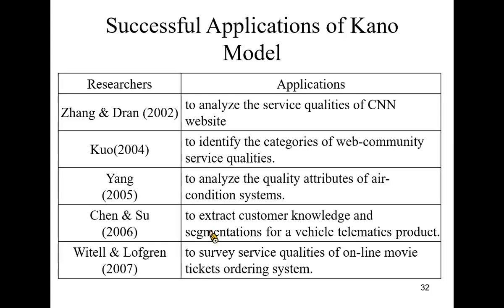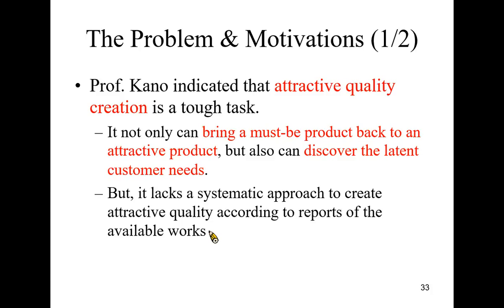Usually there are several successful applications, and in the Kano model there are life cycles between these elements. So how to create attractive quality is a very, very important issue. It can not only bring must-be products back to attractive products, it can also discover latent customer needs.